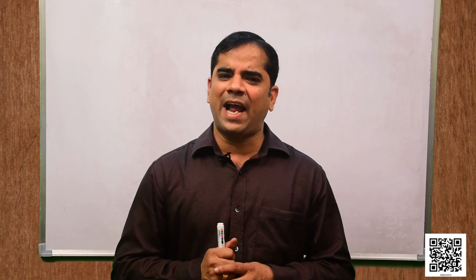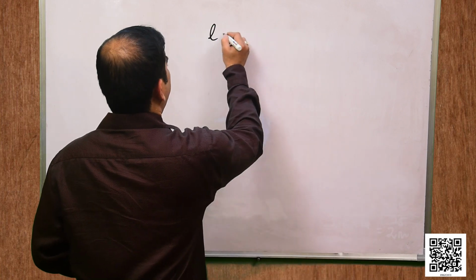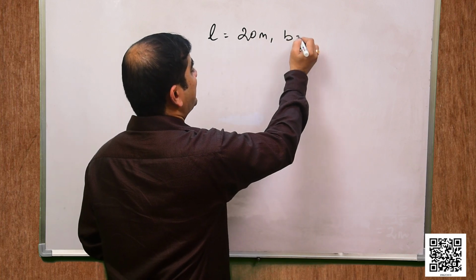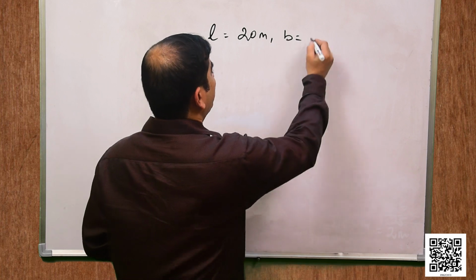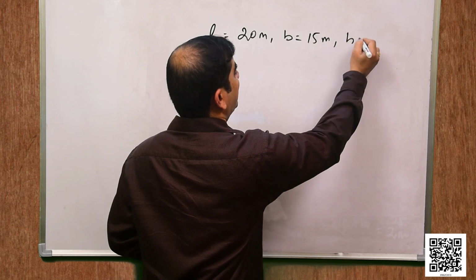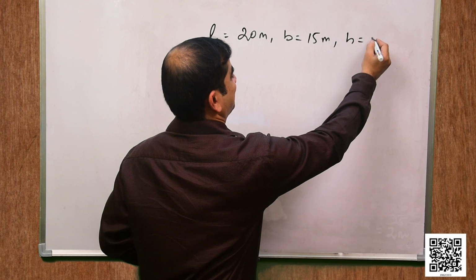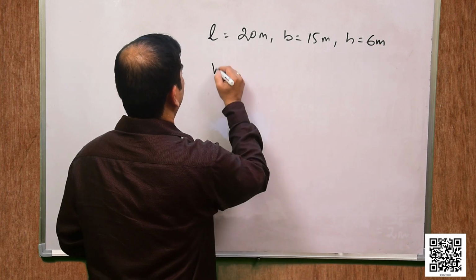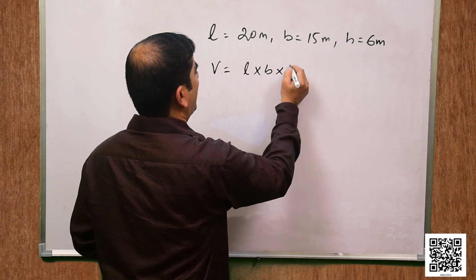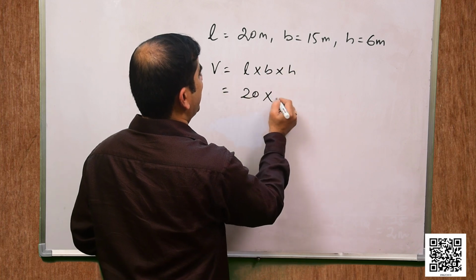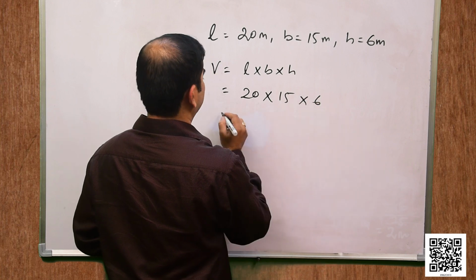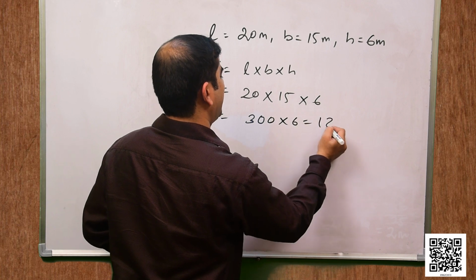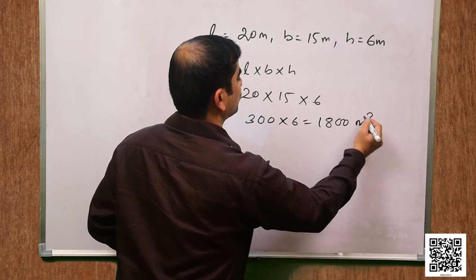What is the dimension of the tank? Length is equal to 20 meter, breadth is equal to 15 meter and height is equal to 6 meter. Fine. So let us now find the volume. Volume is equal to length into breadth into height, that is 20 into 15 into 6. 300 into 6, that is 1800 meter cube.